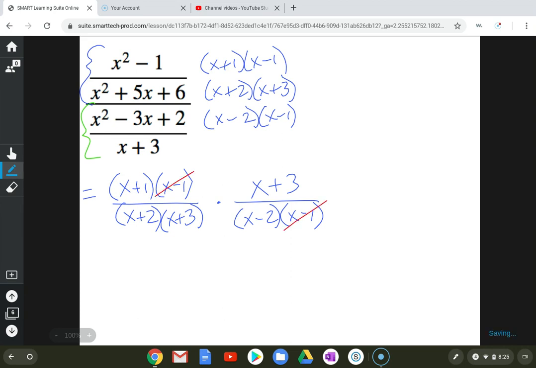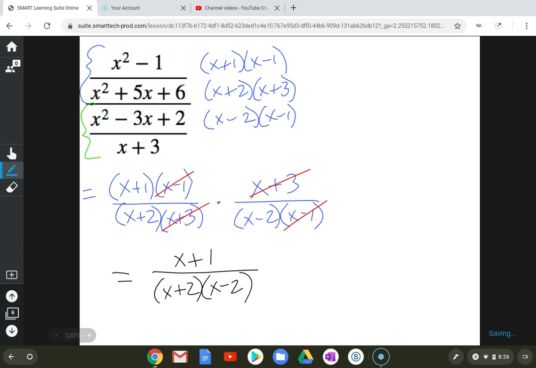X minus 1's, goodbye. X plus 3's, goodbye. Nothing else cancels, so what you're left with is an x plus 1 on top and an x plus 2, x minus 2 on the bottom.